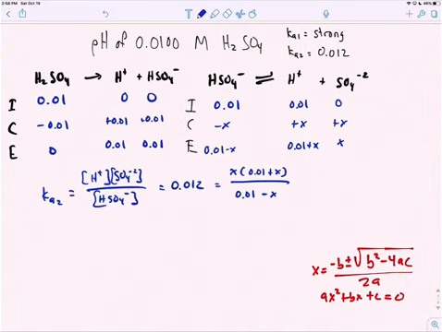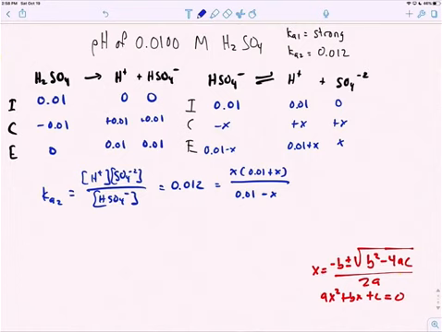I've gone ahead and written the ICE chart. For the first step, we have sulfuric acid with a straight arrow, so it breaks apart. It's a strong acid. There is no equilibrium. So in our initial, change, equilibrium, there is no H2SO4. It all breaks apart and turns into hydrogen ion and bisulfate.